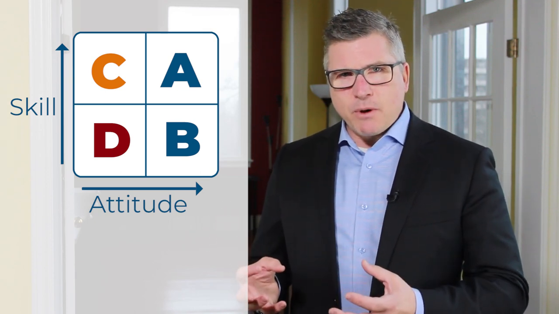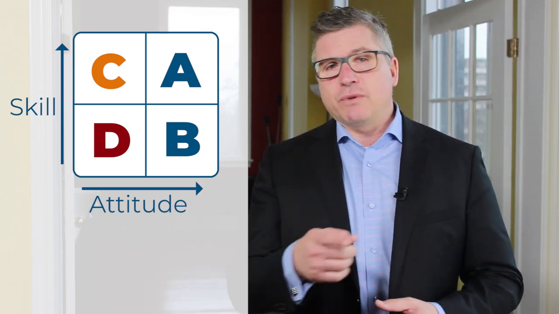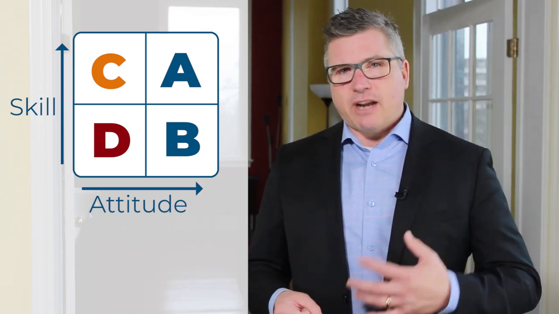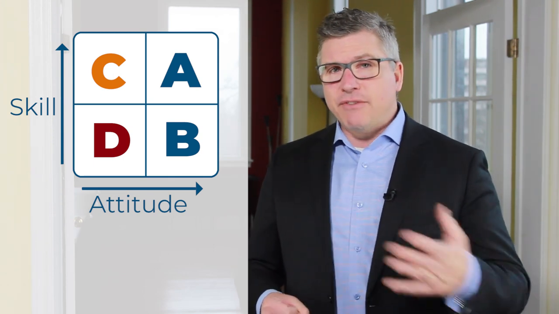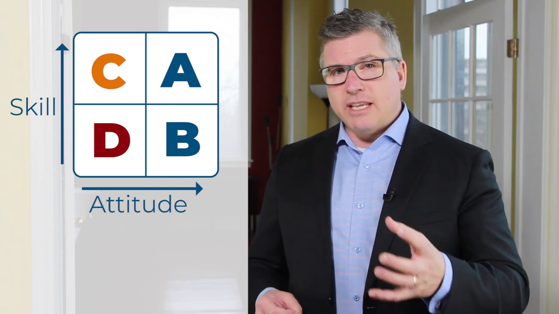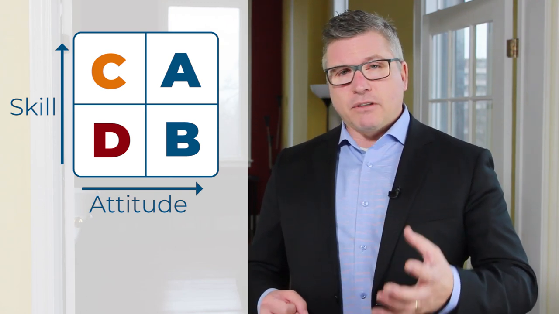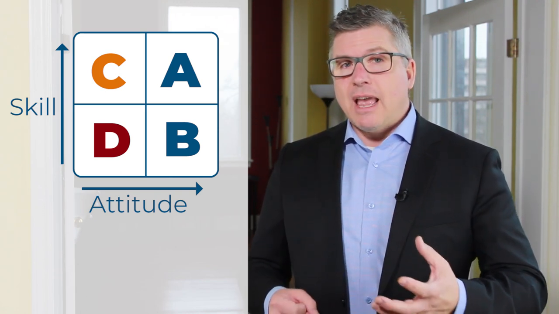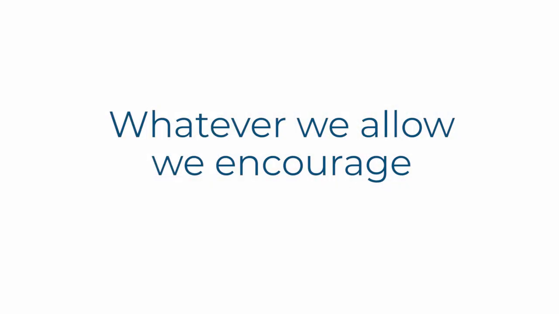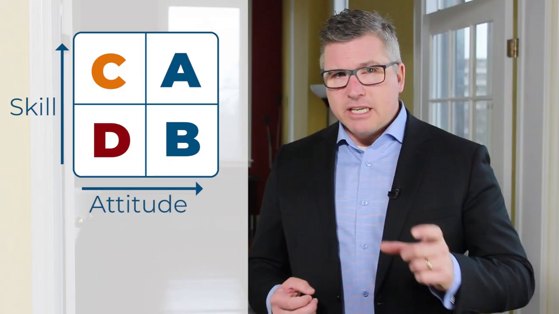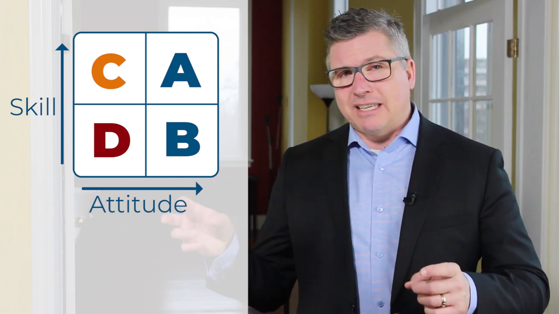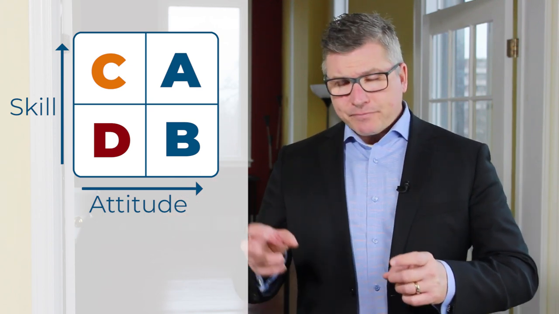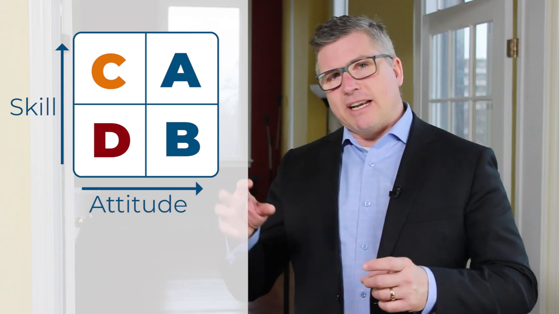Now, with prolonged exposure, that A player may start to morph into a C. That attitude of entitlement or pushing the boundaries and getting away with things can be infectious, and it can infect other people because they see the other person getting away with doing less, less contribution, less teamwork, and getting away with it. Now remember, whatever we allow, we encourage. So if you let a C player continue like that, you have the possibility to have an A player affected negatively.